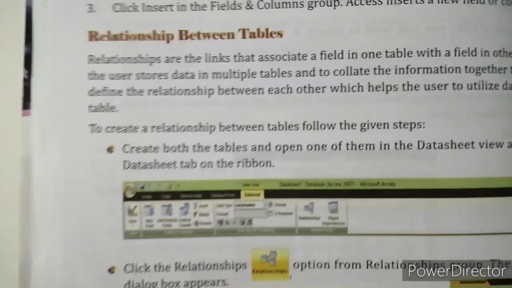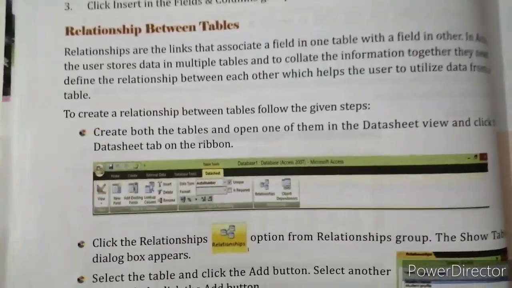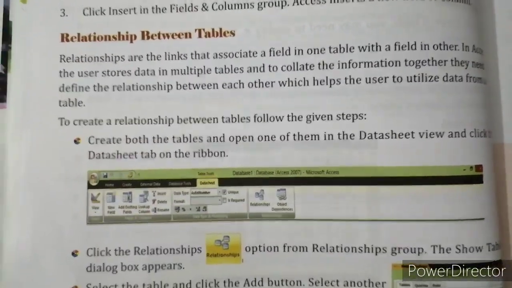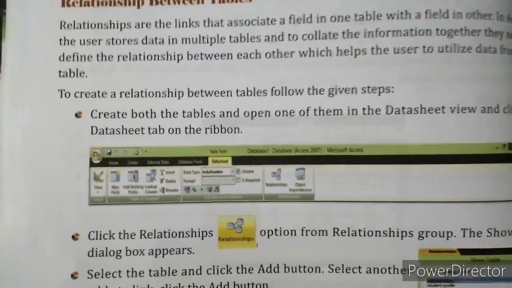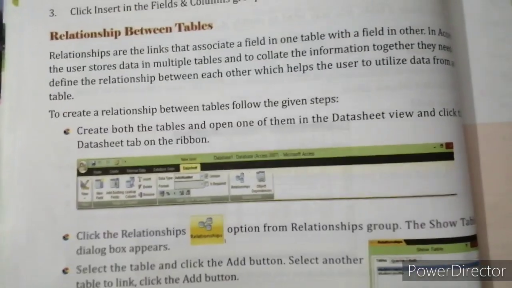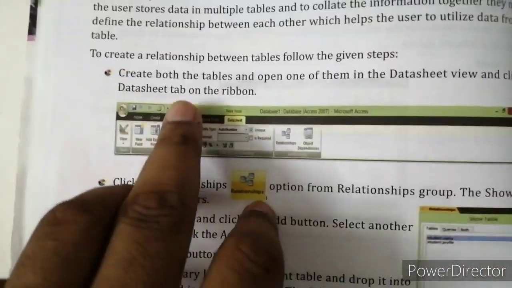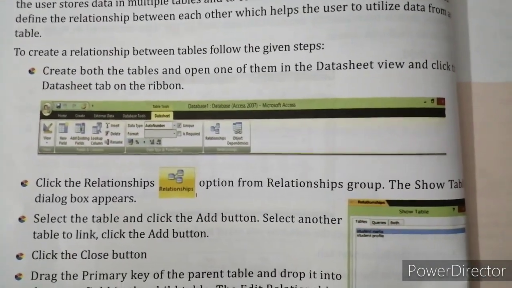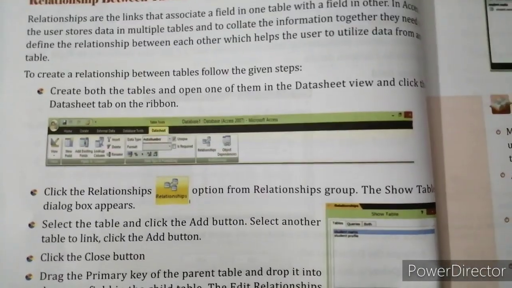Now relationship between tables. Relationships are the links that associate a field in one table with a field in another. That means it creates a relationship, a link between two tables. And so how can we create a relationship? Create both the tables and open one of them in the datasheet view.